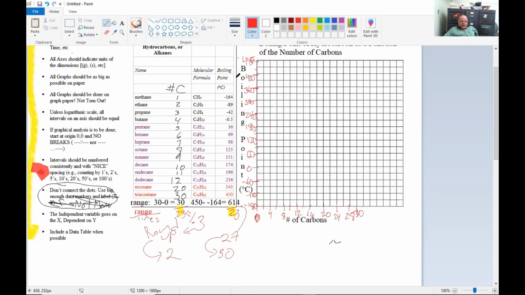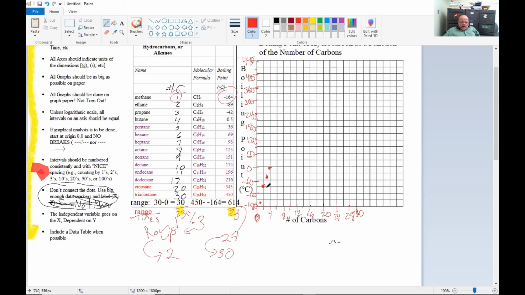Now I begin plotting my data. And the instructions for plotting the data are: don't connect the dots. Do not connect the dots. The first one, carbon 1, -164. That is 150, so -164 is about there. 2 carbons, I'm at -89, which is like -90. That's right there. 3 carbons would be -42. That's -30, so like around there. 4 carbons, -0.5. That's like right there.